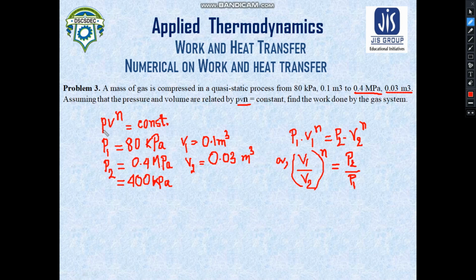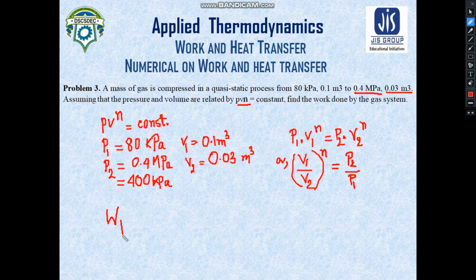Now since the process follows PV to the power n equal to constant, obviously this statement is quite valid here. So P1 V1 to the power n is equal to P2 into V2 to the power n. From this equation we can easily calculate the value of n, and we know that this is an example of a polytropic process. So work done in polytropic process.